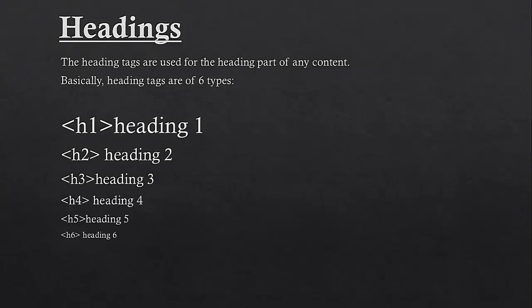Now the headings. The heading tags are used for the heading part of any content. Basically, headings are of 6 types. They differ on the font size: H1, H2, H3, H4, H5 and H6. The H1 has the highest font size, H2 the second largest, H3 the third largest, and similarly H6 has the smallest font size. These headings are used accordingly on different types of headings, like on newspaper headings or anywhere we can use it, but we use it only for the headings.